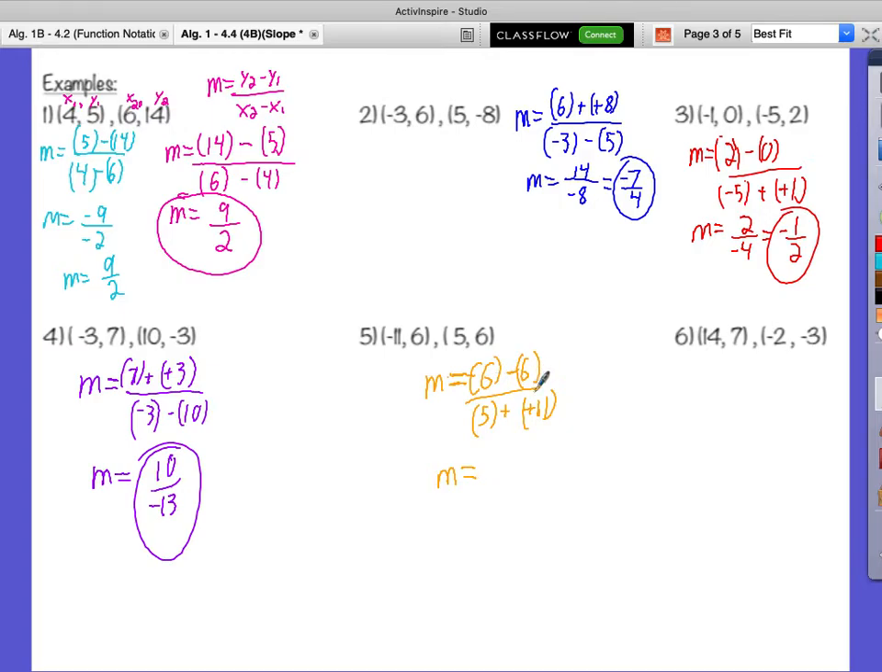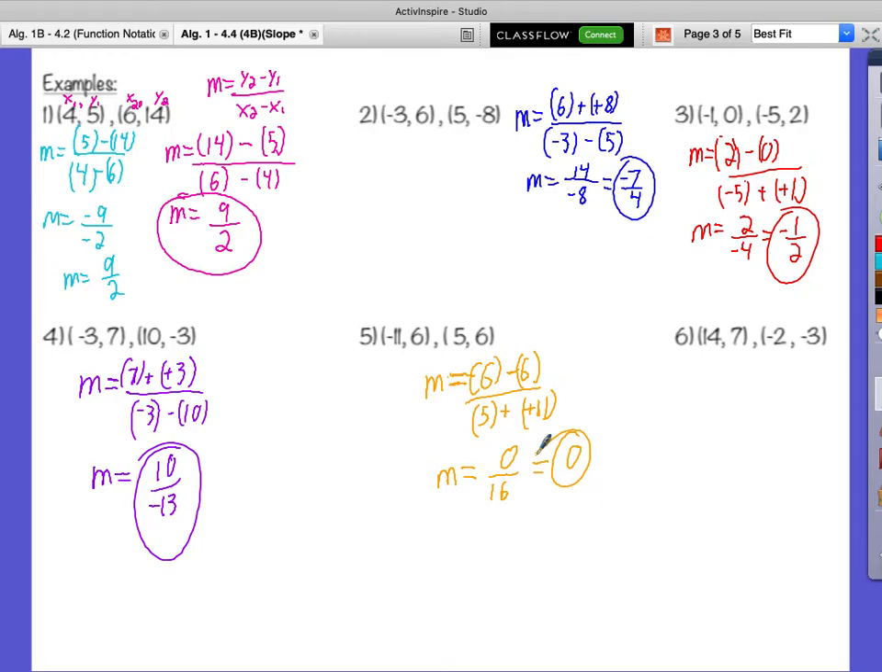So 6 minus 6 is 0. 5 plus 11 is 16. Hey, wait, did it really even matter what the bottom was? Because what's 0 divided by literally anything? Zero. So our slope is 0. So that means, what is it then? Is that a horizontal line or a vertical line? It's a horizontal line. Slope of 0 is a horizontal line. It's not rising at all, okay?